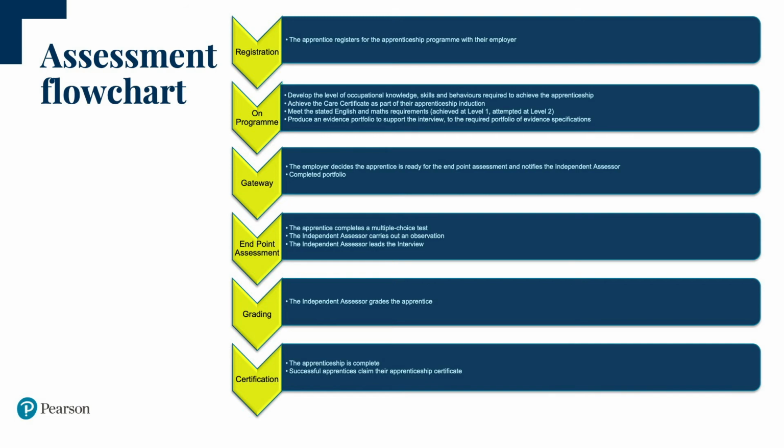Once this is completed, they'll move on to the gateway phase, which is essentially where the employer decides the apprentice is ready prior to moving on to endpoint assessment. And this then takes the apprentice to the point at which they will be certificated to demonstrate that they've achieved the standard.